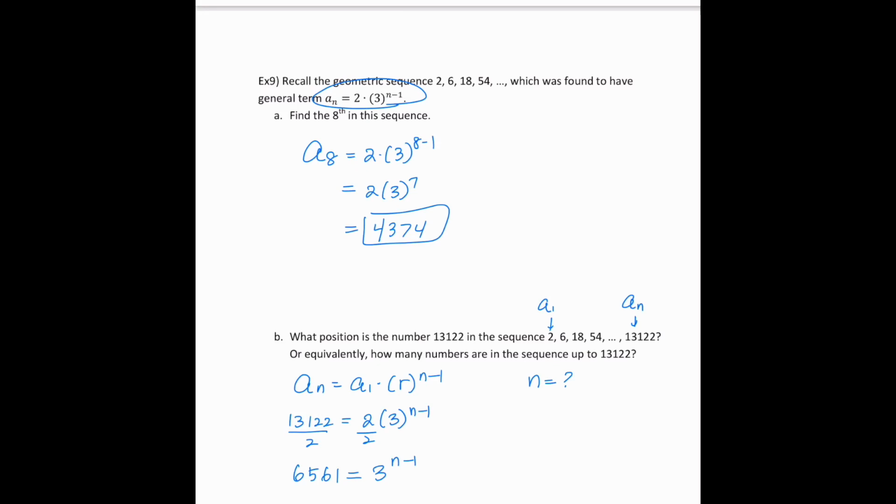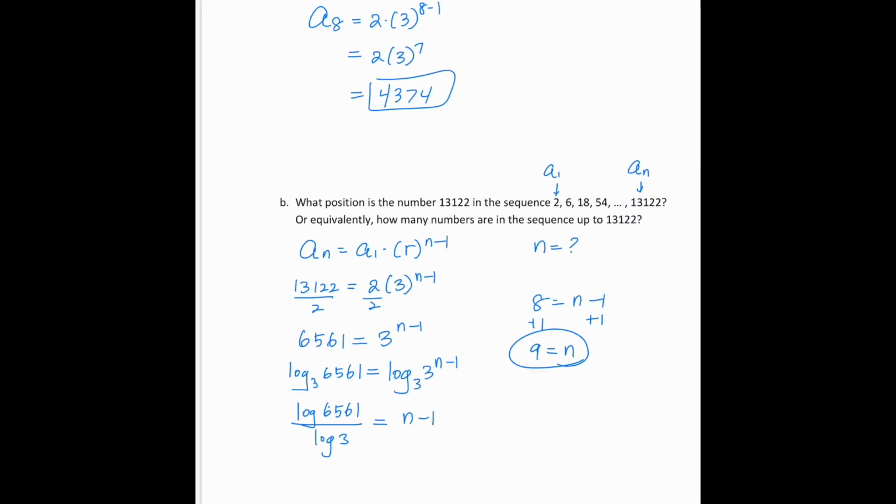Then I'm going to put the ln both sides. Or log base 3, okay, I can do that. So log base 3 of 6,561 equals log base 3 of 3 to the n minus 1. So this is the same as log base 10 of 6,561 divided by log of 3, which is now n minus 1. So log of 6,561 divided by log of 3, it says 8. So 8 equals n minus 1, plus 1 both sides, n equals 9. So it's going to be the 9th place. Alright, that's all.